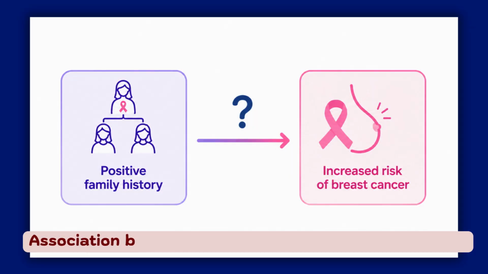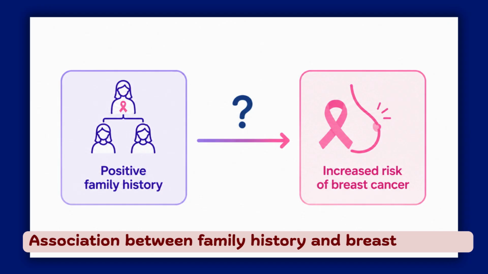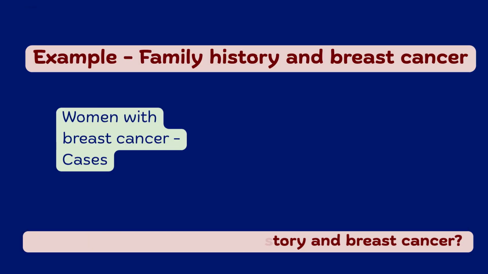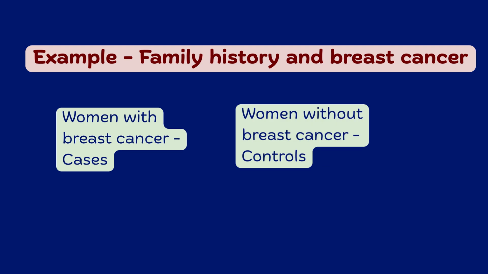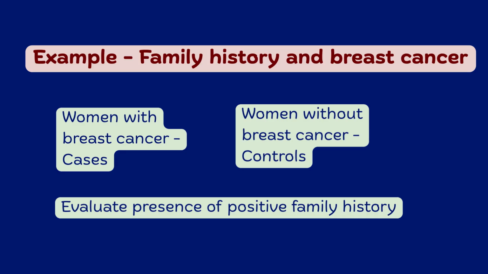Consider another study in which a group of researchers wanted to examine whether positive family history was a risk factor for the development of breast cancer. They recruited women with breast cancer as cases and women without breast cancer as controls. Then they evaluated the family history of breast cancer in first degree relatives of both cases and controls. During analysis, they compared the proportion of cases with positive family history with the proportion of controls with a positive family history.